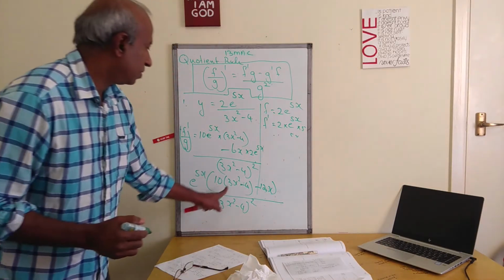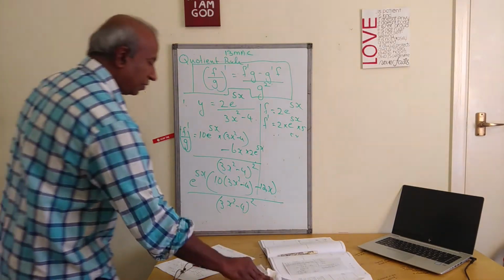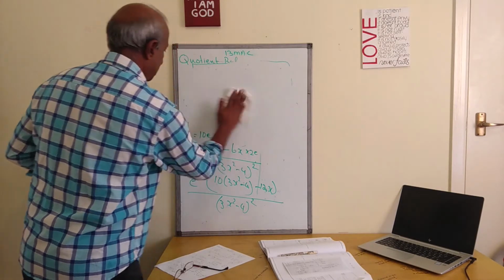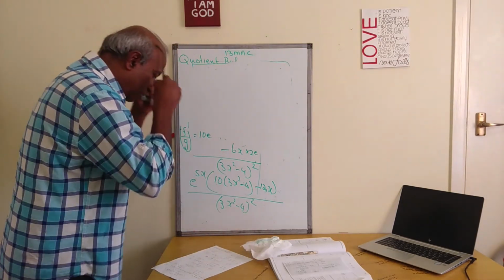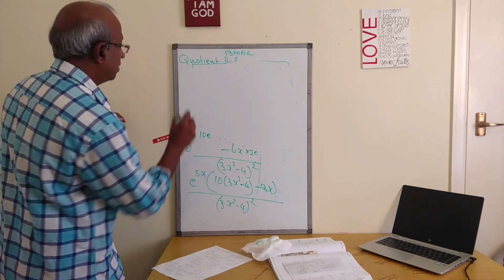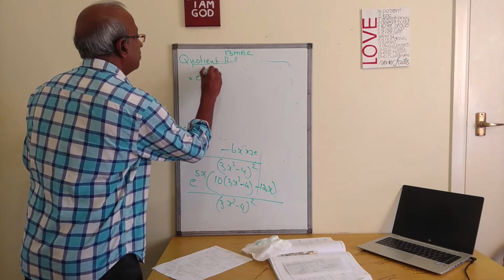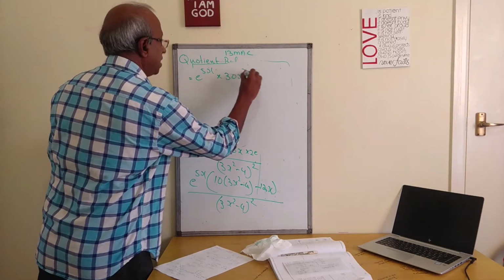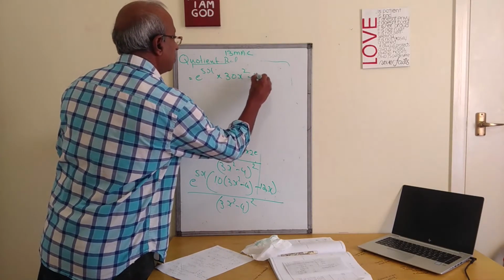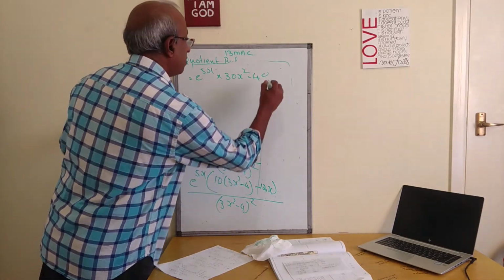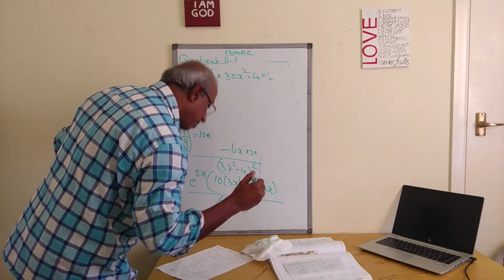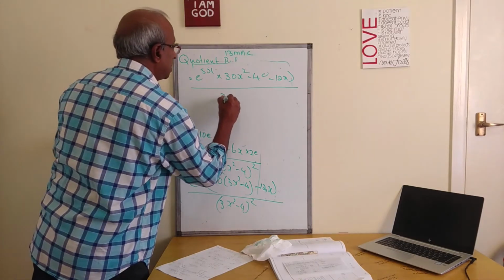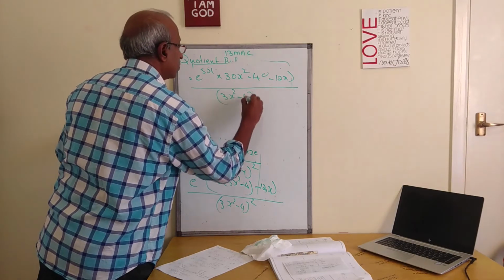Let's tidy up. Let's open the bracket. When you open the bracket, we have e to the power of 5x times, that one became 30x squared minus 40, 10 times 4 is 40, minus 12x, divided by 3x squared minus 4, the whole thing squared.